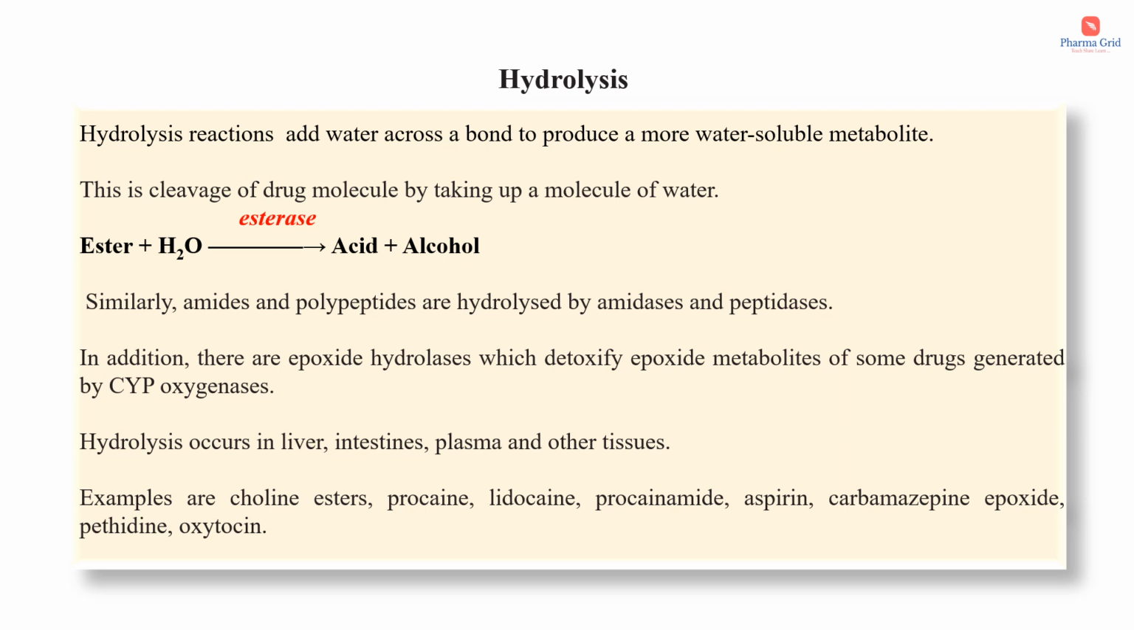In addition, there are epoxide hydrolases which detoxify epoxide metabolites of some drugs generated by cytochrome oxygenases, for example carbamazepine. Hydrolysis occurs in liver, intestines, plasma and other tissues. Examples are choline esters, procaine, lidocaine, procainamide, aspirin, carbamazepine epoxide, pethidine, oxytocin. So esters like procaine are hydrolyzed by esterases, whereas amides like procainamide and lignocaine are hydrolyzed by amidase.